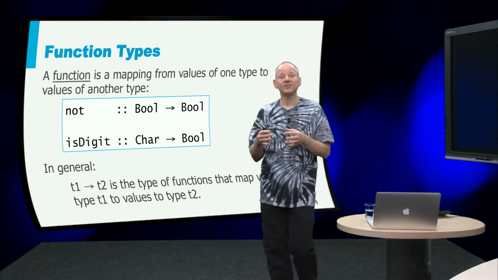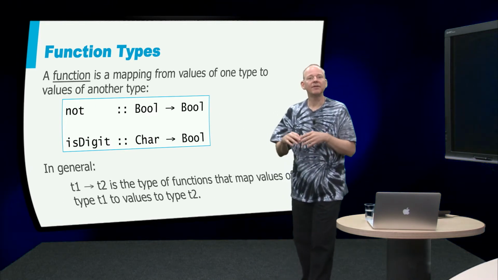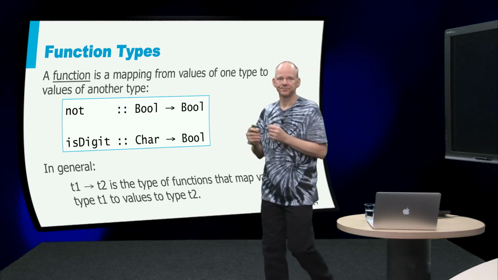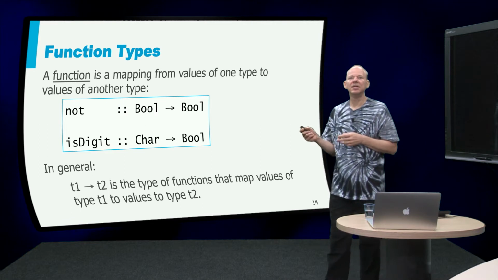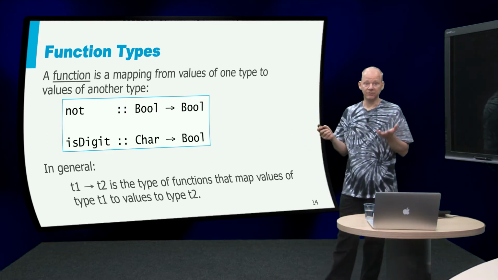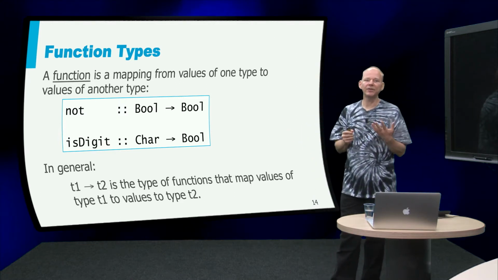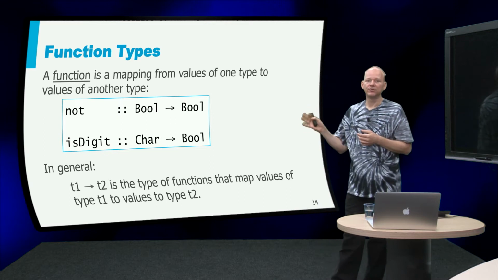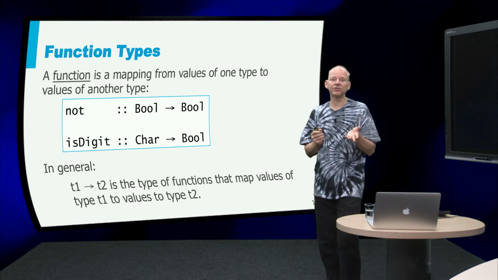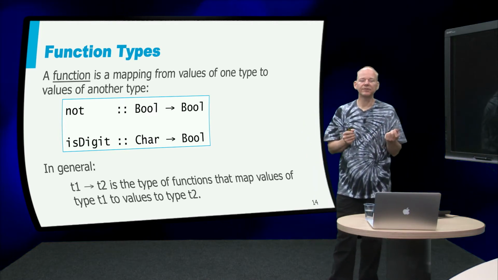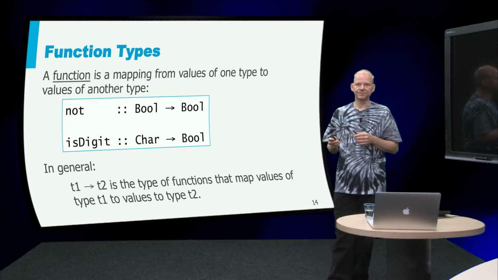So what that means is it takes a value in the set of all characters and will return a value in the set of Booleans. And in general, a function from T1 to T2, the type T1 arrow T2, is the type of functions that map values from type T1 to values of type T2. T1 is also sometimes called the domain of the function, and T2 is sometimes called the range of the function.